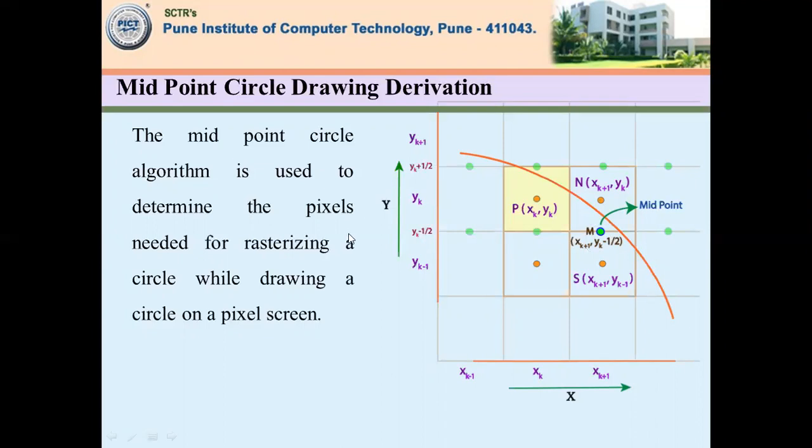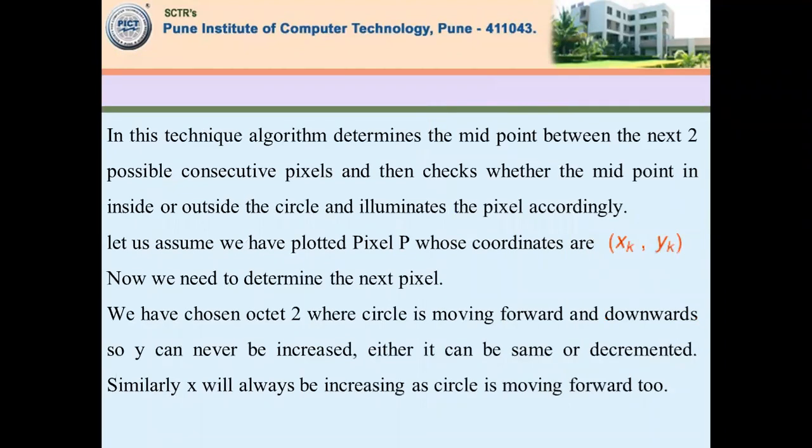So let's continue. The circle algorithm is used to determine the pixels needed for rasterizing a circle while drawing a circle on a pixel screen. In this technique, the algorithm determines the midpoint between the next two possible consecutive pixels. Which are the two next possible consecutive pixels? One is the north point, another is the south point, that is N and S. Then it checks whether the midpoint is inside or outside the circle, and depending on that, the pixel is illuminated.